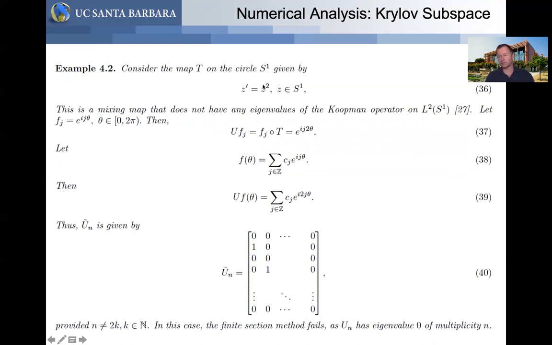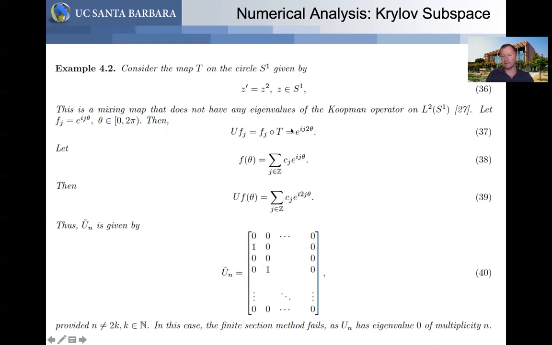That's just, of course, in terms of real variables, X prime is 2X mod 1. If you construct the action of the Koopman operator on the harmonic functions, e to the ij theta, then you see that e to the ij theta gets mapped into e to the ij2 theta. That's just the square of the underlying observable.